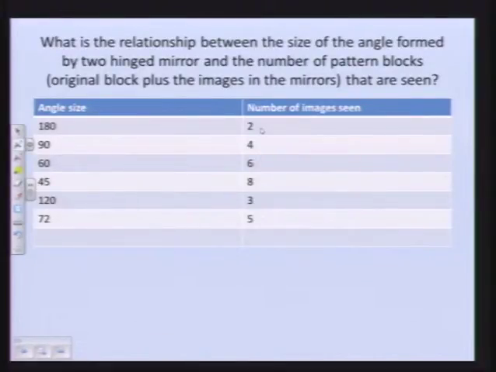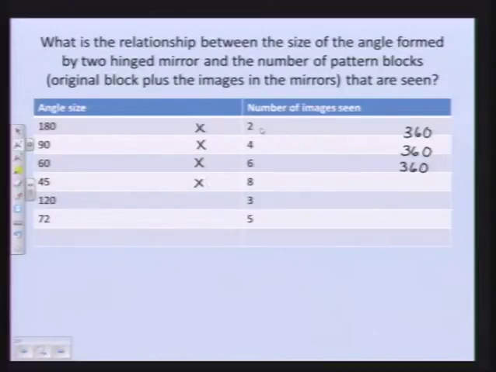If I multiply the 180 times 2, I get 360. If I multiply 90 times 4, I get 360. 60 times 6 is 360.